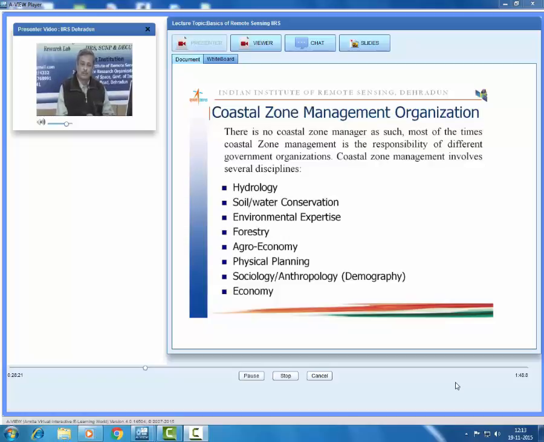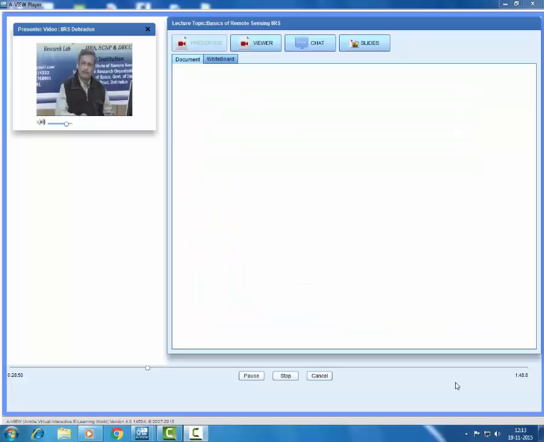And also the economy. One person cannot be expert. He may be a good economist, but he cannot have experience in the forestry, economy, physical planning, environment. It is not possible. That's why we tell there is no coastal zone manager. It has to be a collective responsibility. Lots of people, their expertise in different disciplines, they should come together from the various departments, and they should give their best advice how to restore a coastal area or how to implement the coastal zone management plan.